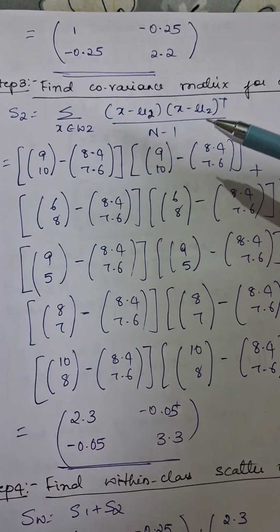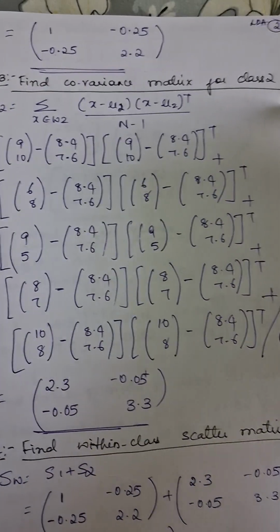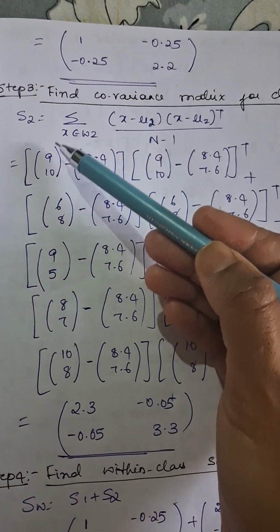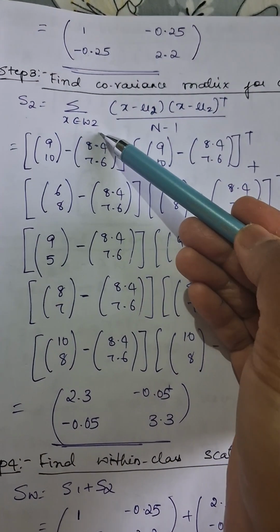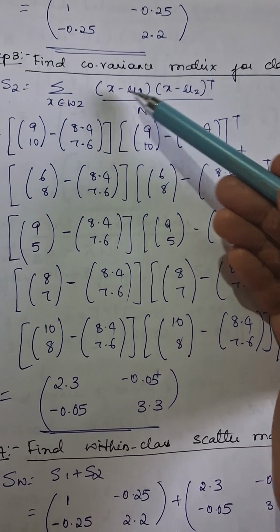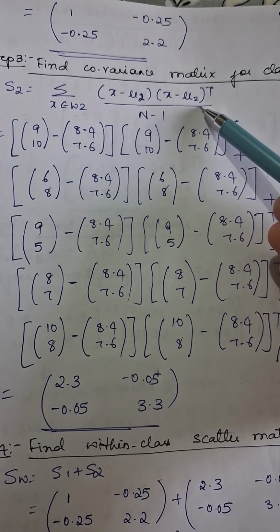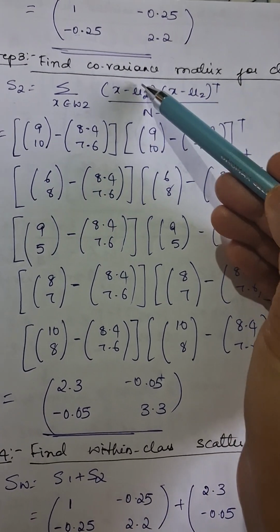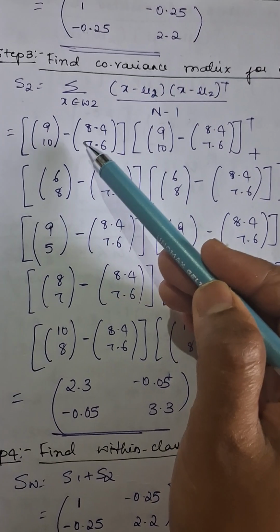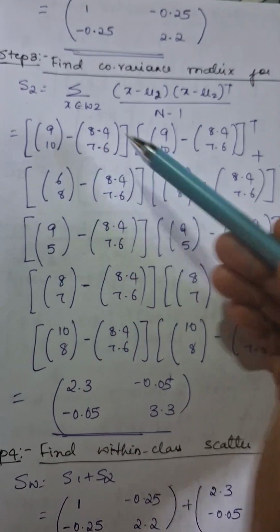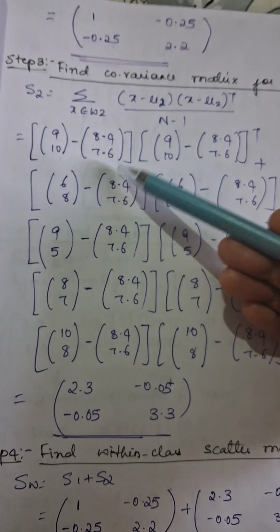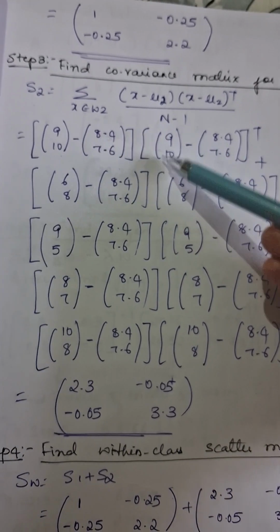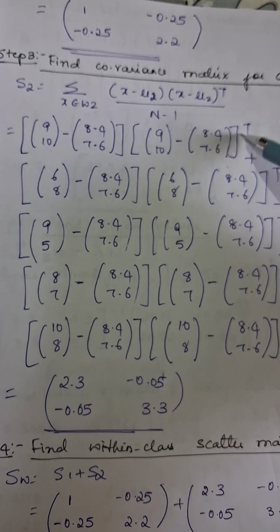Now again, step 3, repeat: find the covariance matrix for class W2. The same formula. S2 is the covariance matrix of class W2, summation of x belongs to W2, same thing, (x minus mu 2)(x minus mu 2) transpose divided by n minus 1. The difference is now it is mu 2. Now 9, 10, the first data point, subtracted with the mean of class W2, 8.4, 7.6, into the same thing, (9, 10 minus 8.5, 7.8) transpose.